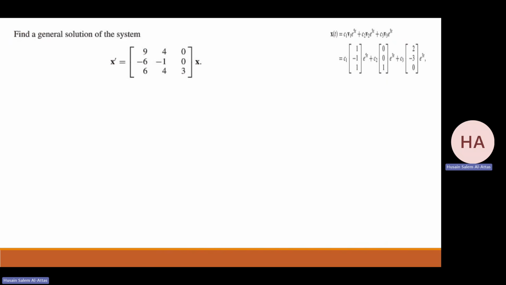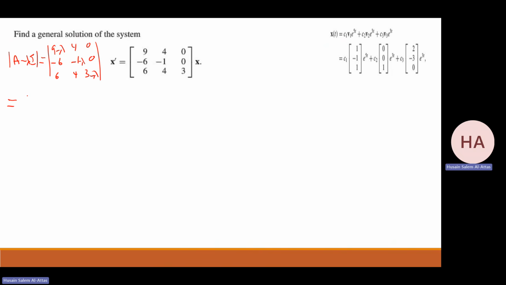Let me do an example. Okay. How to solve this system? First, I'll find A minus lambda I. I'm looking for the eigenvalues. That gives me what? 9 minus lambda, 4, 0, minus 6, minus 1 minus lambda, 0, 6, 4, 3 minus lambda. The usual things we are doing.